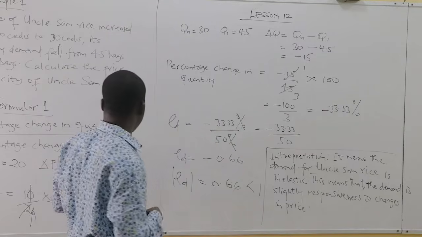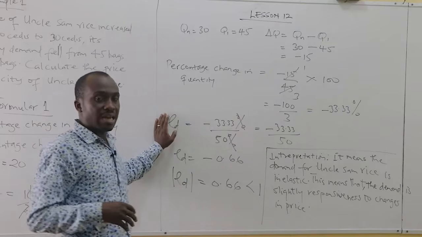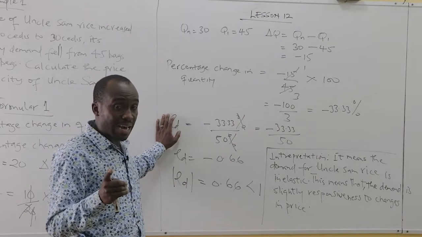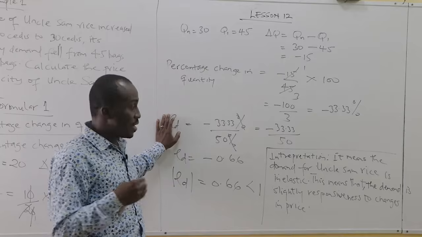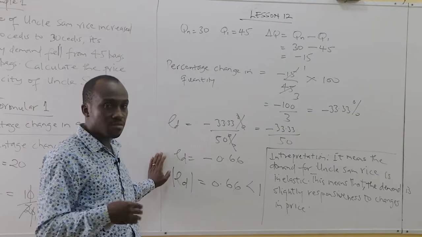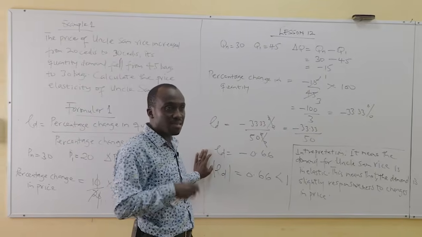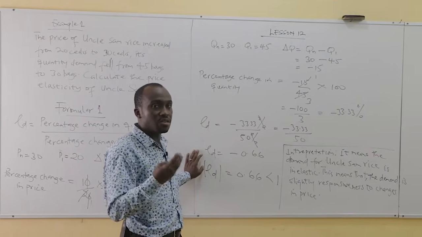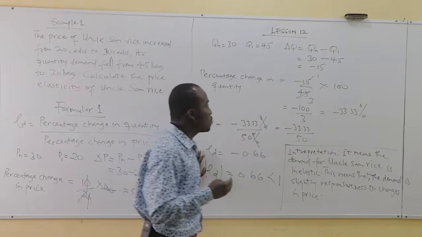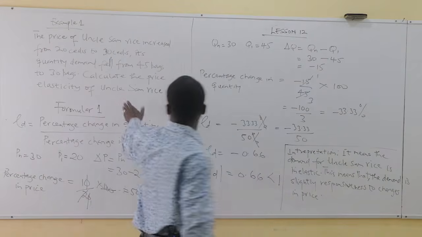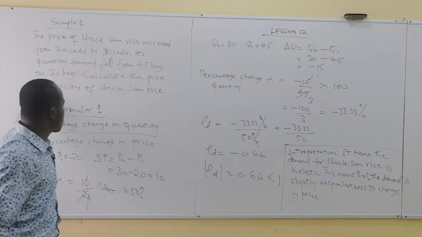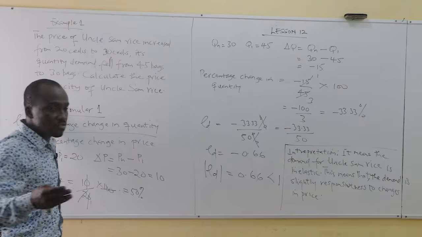That's the first formula. So anytime you do elasticity here, you have to interpret. Don't leave it like that, otherwise they will mark you wrong. Take the absolute, make it positive. Find out if it is less than 1 or greater than 1. If it's less than 1, it's inelastic. If it's greater than 1, it's elastic. Then you interpret. What does it mean? Let's use formula 2. We are still on this question. We first used the first formula to solve it. Now let's use the second formula to solve it.